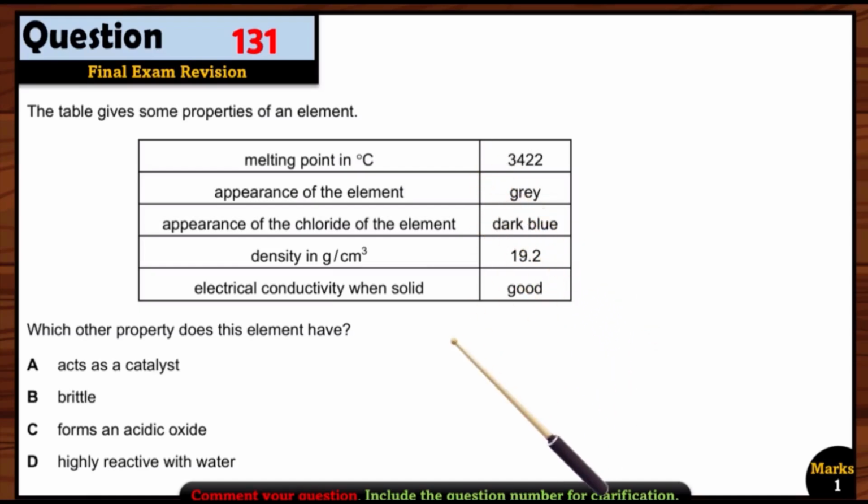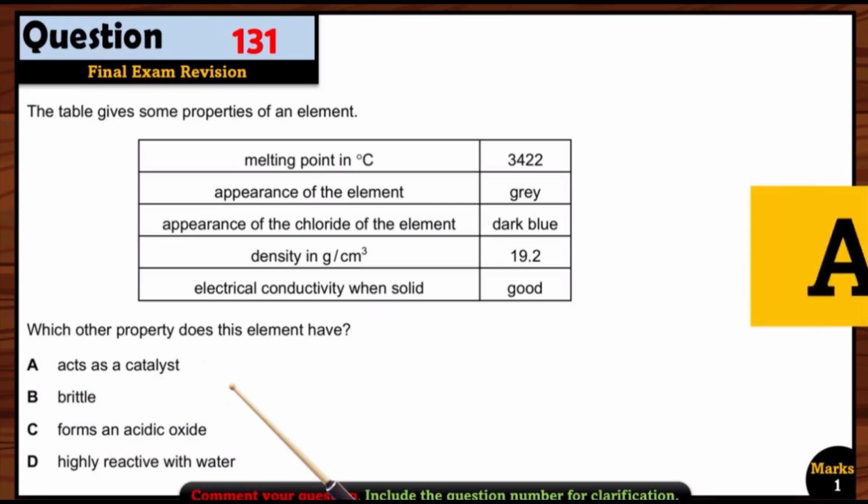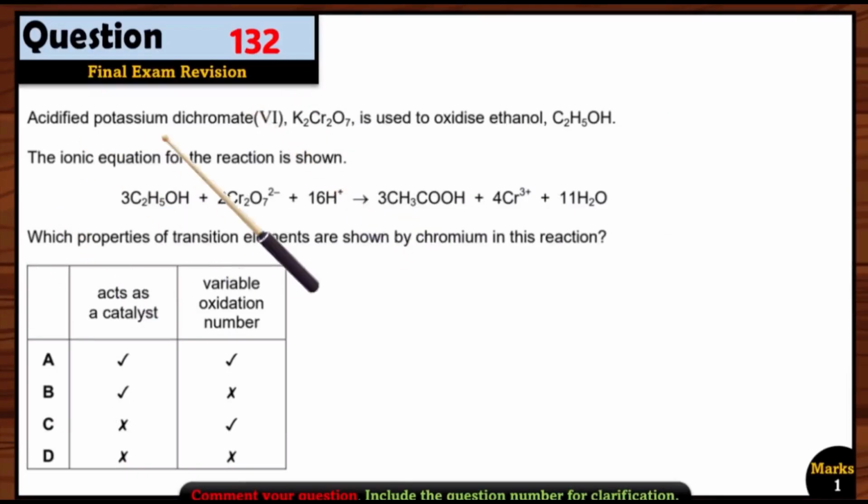So now we have to find the property which is missing here. Brittle, of course, it can't be because it is a metal. Forms acidic oxide, again wrong because it is a metal. Highly reactive with water, again wrong because they are less reactive than group 1, and transition metals are usually less reactive, right? So A is the only option left, that is acts as a catalyst, because transition elements usually act as catalysts.